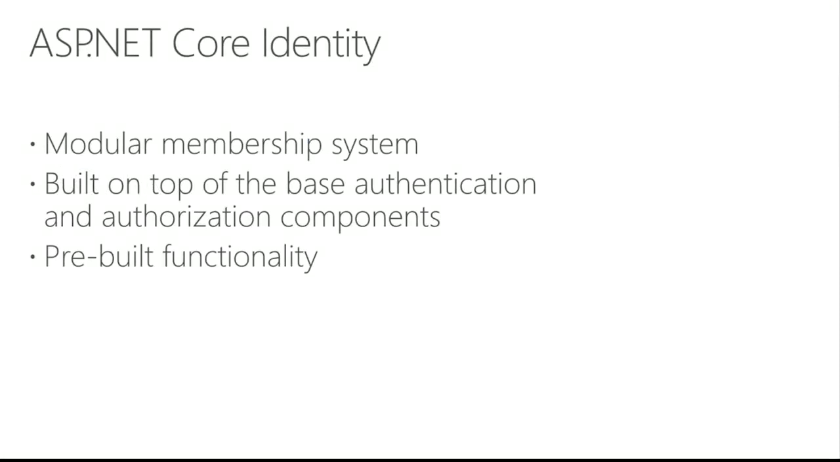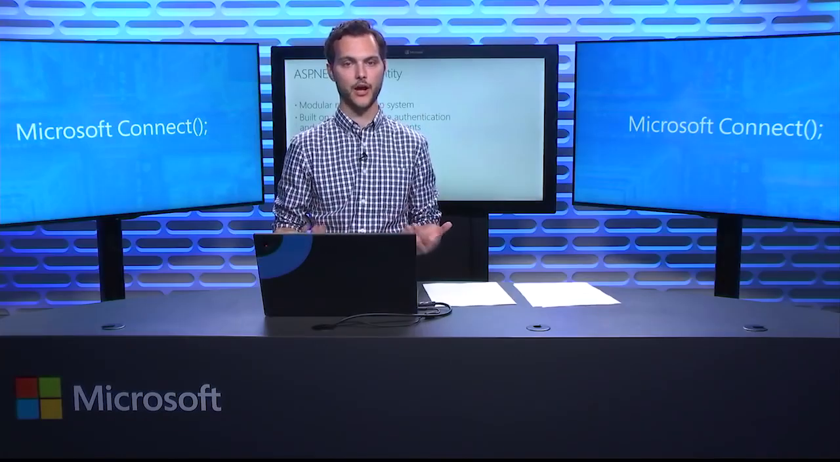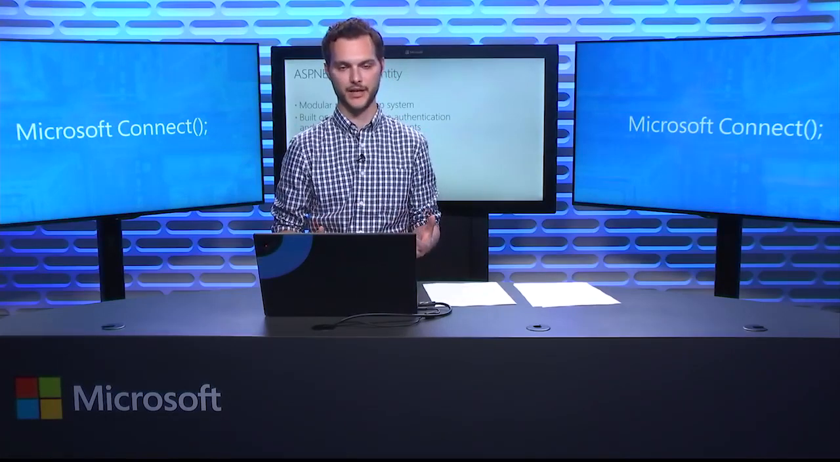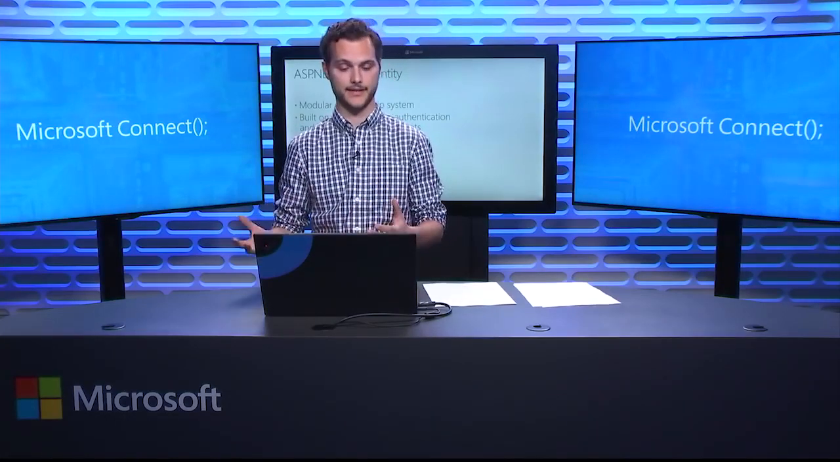ASP.NET Core Identity is something you may have heard of already. It's a modular membership system, which is just a fancy way of saying it handles a lot of pre-built stuff like really common use cases: login, registration, password reset, all that stuff that you would typically need in a web application. But ASP.NET Core Identity isn't like magic or anything. It's just a set of classes and pre-built code that sits on top of those base authentication and authorization components that you just saw. So ASP.NET Core Identity gives you a lot of this functionality out of the box, and you don't have to write it from scratch. But under the hood, it's just calling into those methods like HttpContext.SignInAsync, .SignOutAsync, etc.